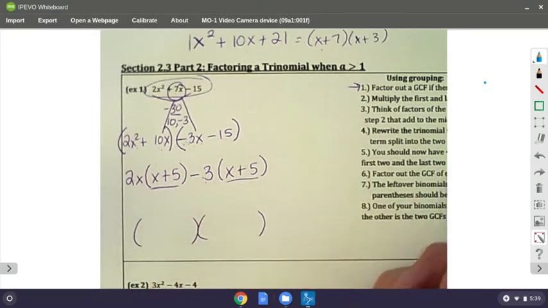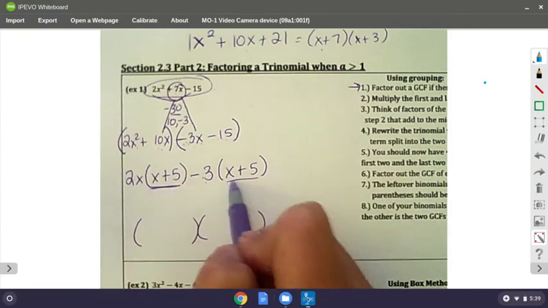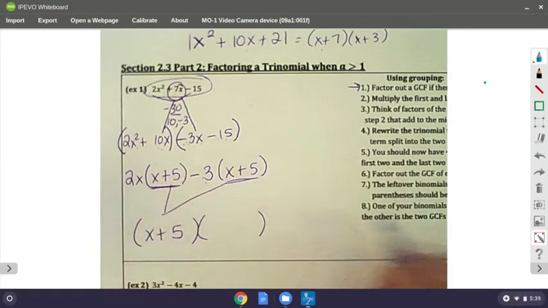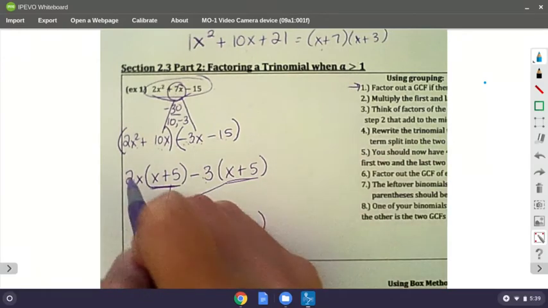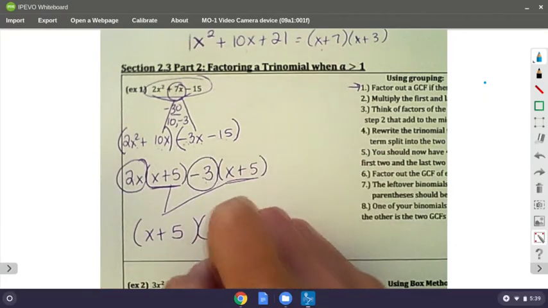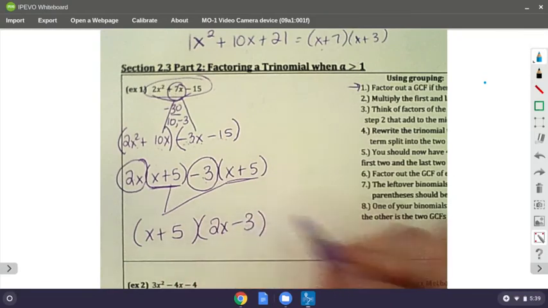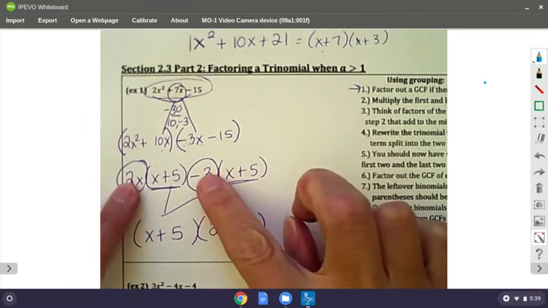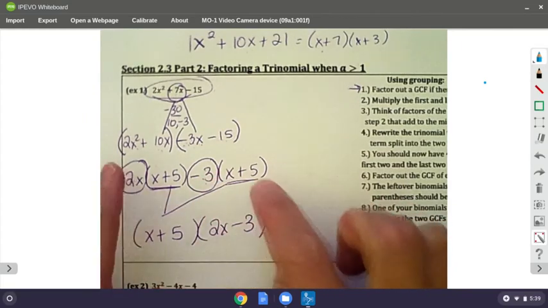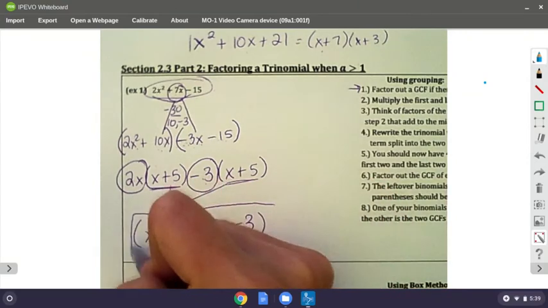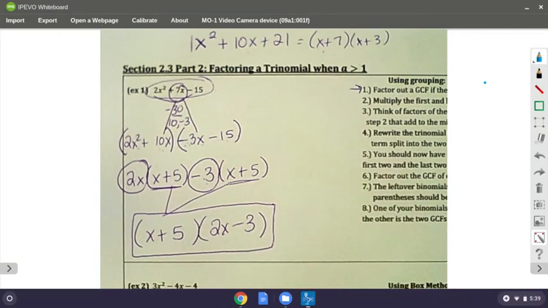So now that we've done that, to write our final answer, remember our final answer is still 2 binomials. The repeated one is 1 binomial. You only write it once though. And then the GCFs that we took out, those become the other binomial. We put them together, 2x minus 3. So these two came here. This repeated one came here. And then this would be your final answer. It's pretty cool how this works. Hopefully you think so too.